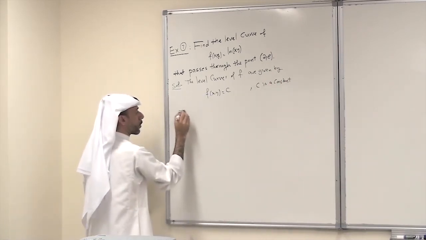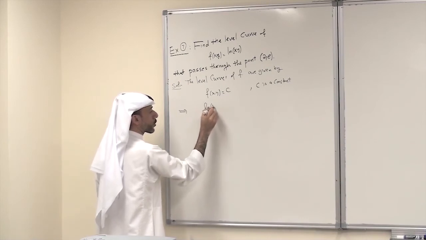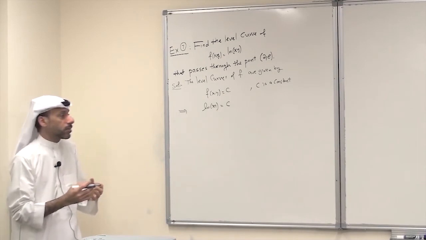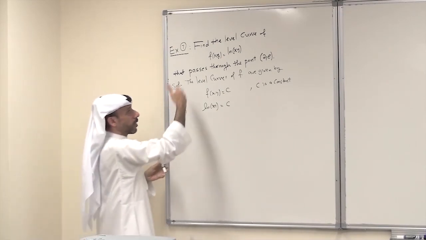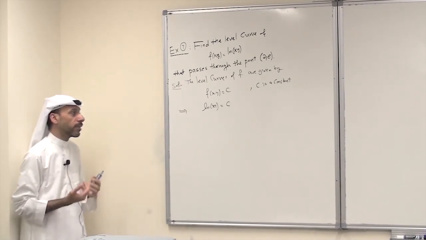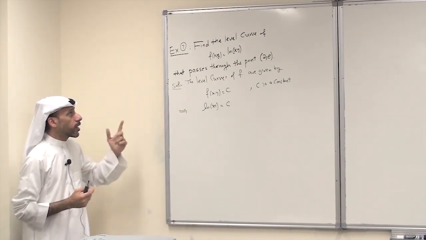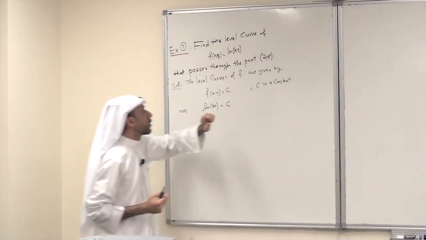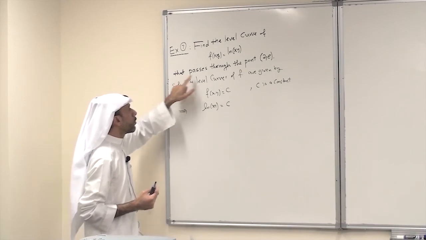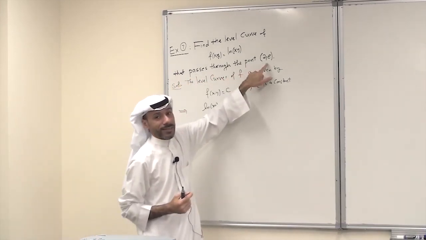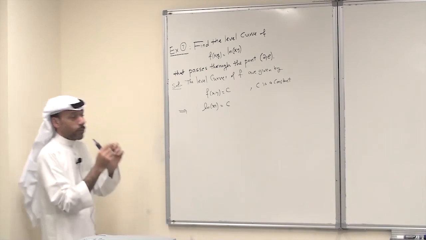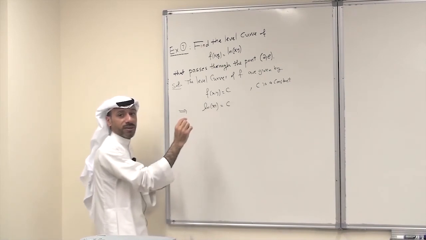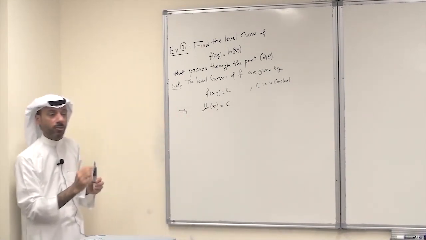And this gives us the following: ln of xy equals c. So this is the general equation of any level curve, and we have infinitely many level curves. But for the question, we need one specific level curve, the one that passes through the point (2, e). For that level curve, there is a specific value of c. So what is that specific value of c?